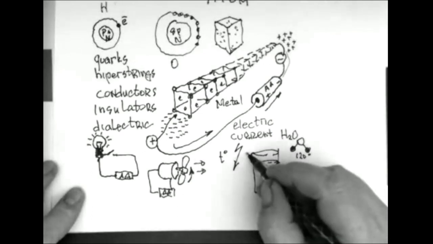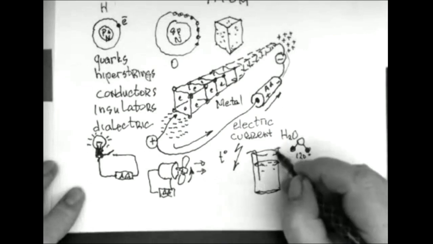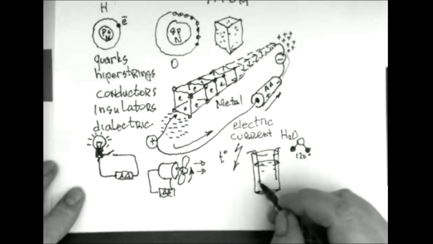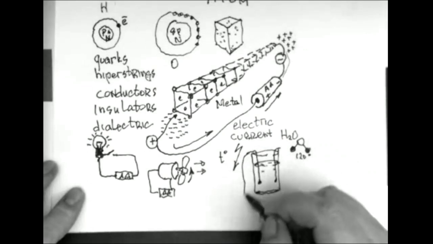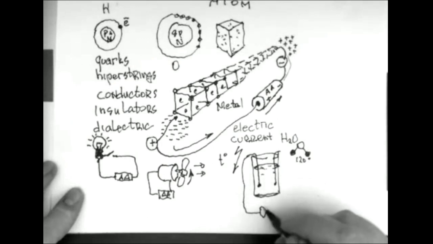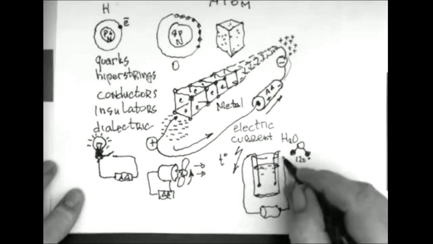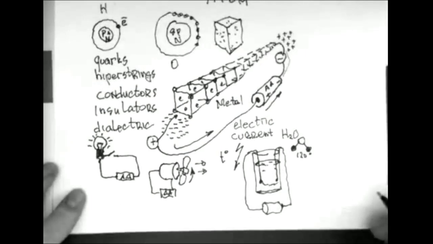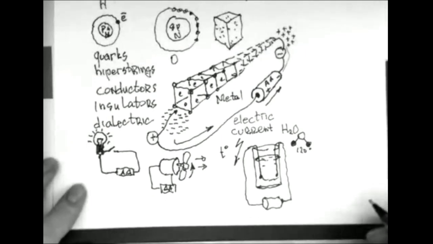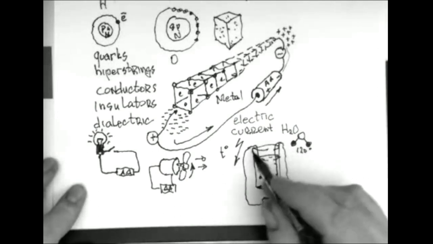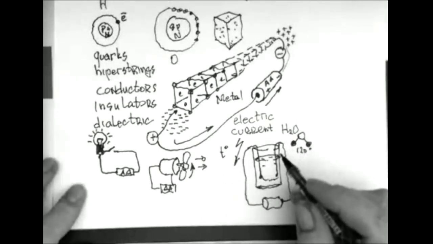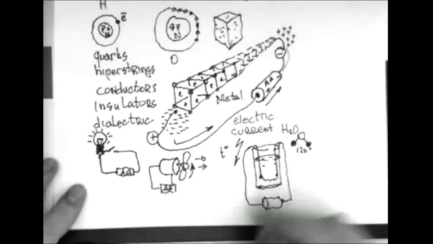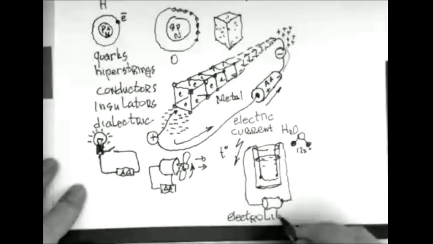So if you put two electrodes inside of the water and connect these electrodes to the battery, the electrical current will go through the water. Electrical current will go through the water. Liquid conductors are named electrolytes.